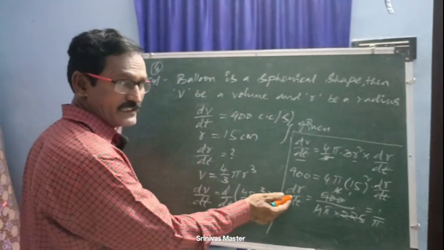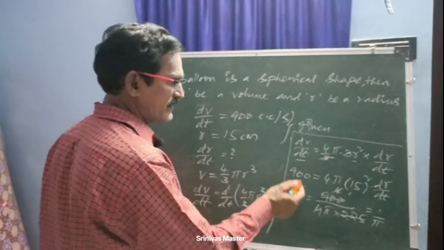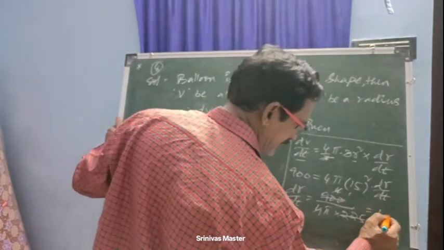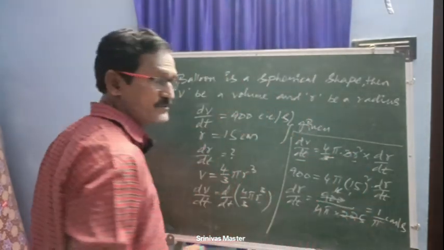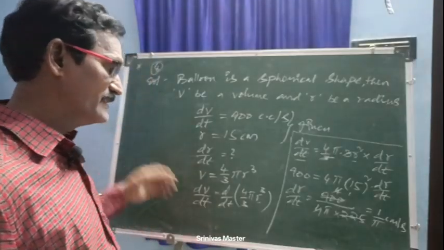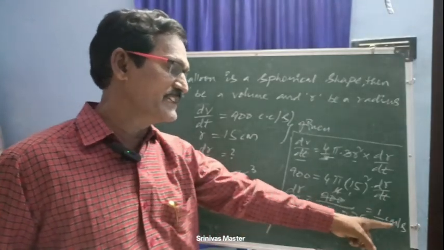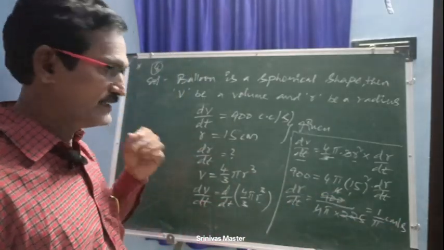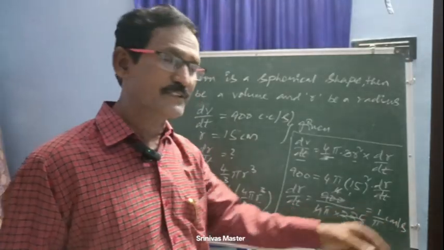What are you getting here? The rate of change in radius. According to the measurements, centimeters are given, so 1 by pi centimeter per second. You are getting a positive value, no? Hence we can say that the radius is increasing at the rate of 1 by pi centimeter per second. We write that statement at last. Therefore, the radius is increasing at the rate of 1 by pi centimeter per second.